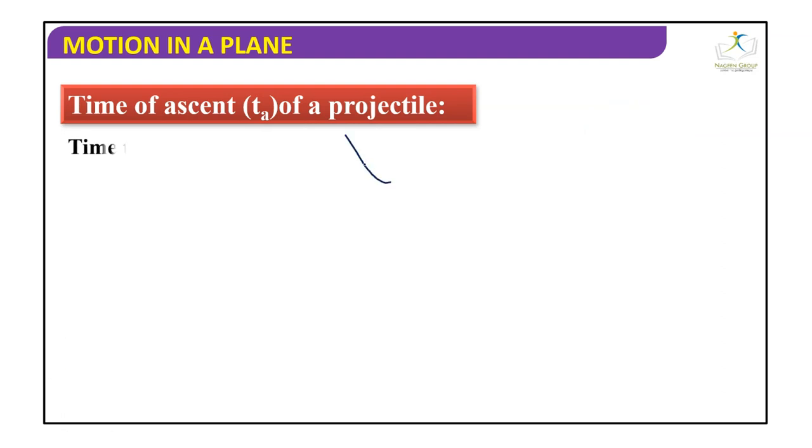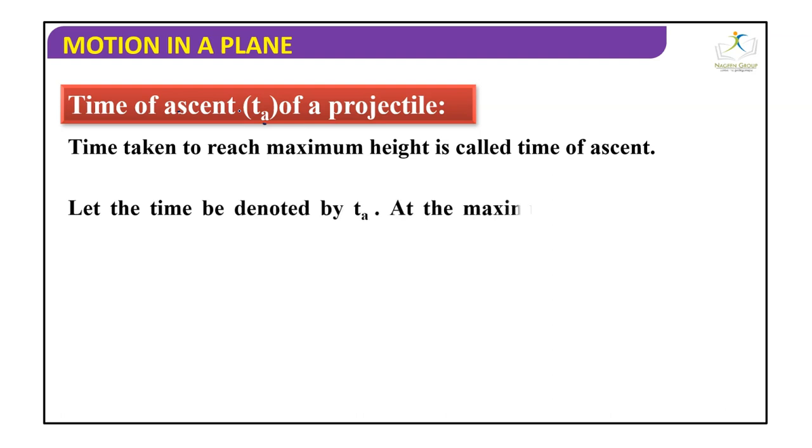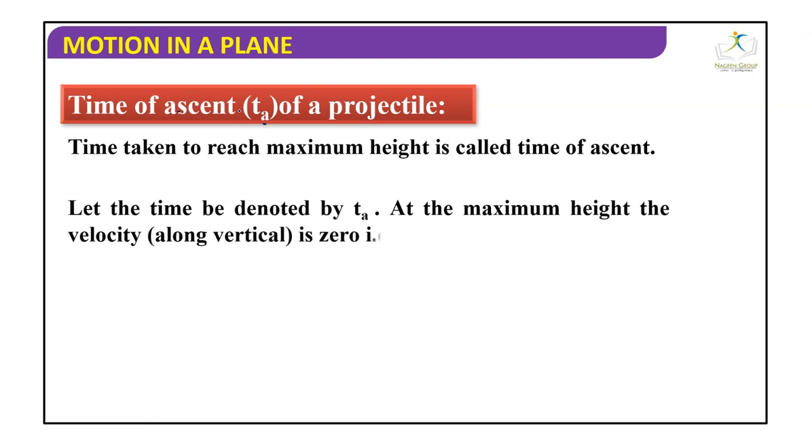So the time taken to reach the maximum height is called the time of ascent. Let this time be denoted by T subscript A, where A means ascent. At the maximum height, the velocity of the vertical component will be 0.